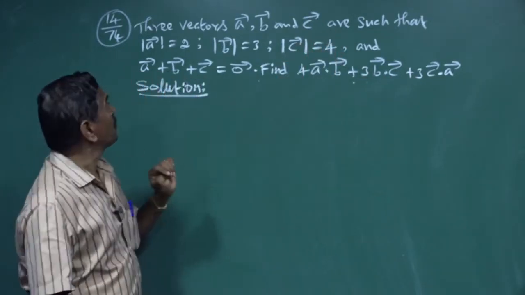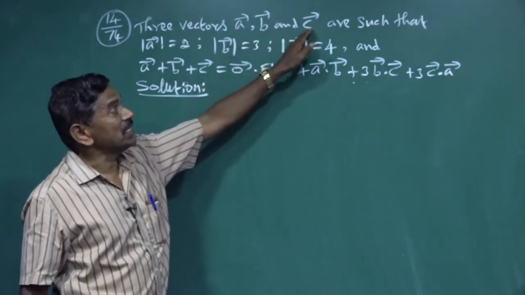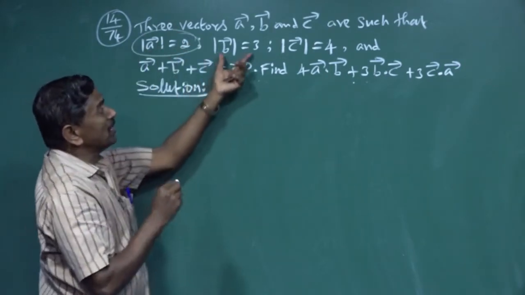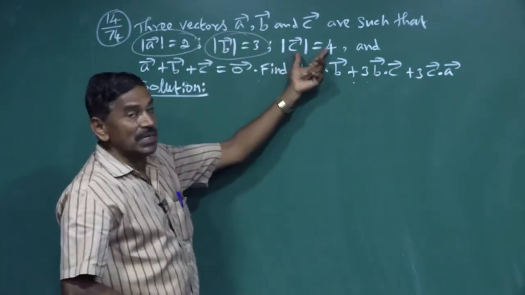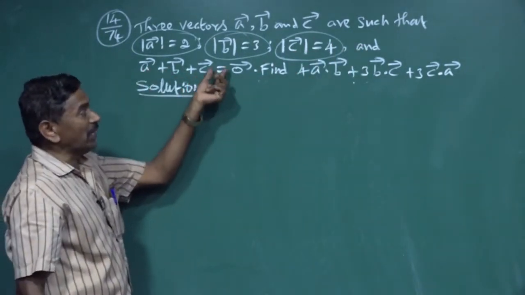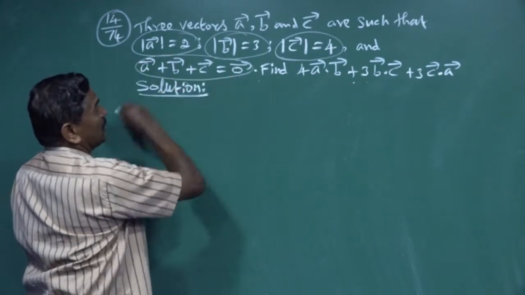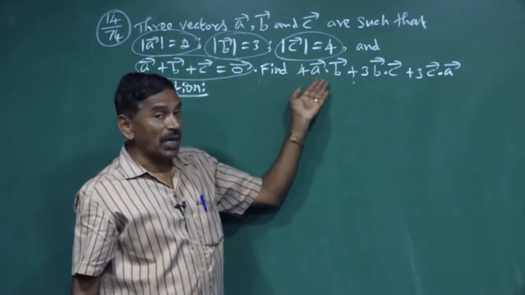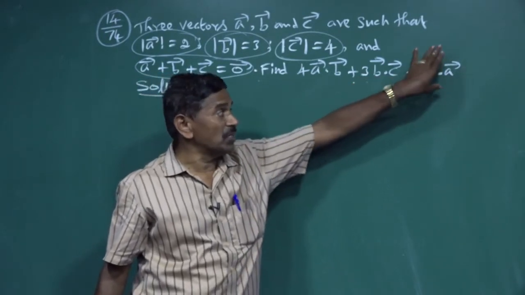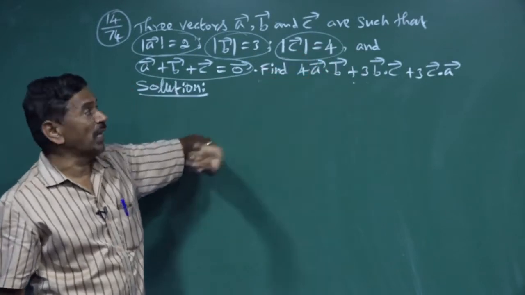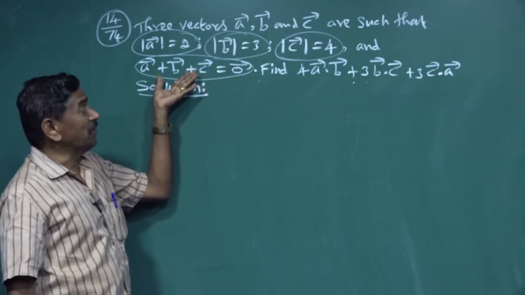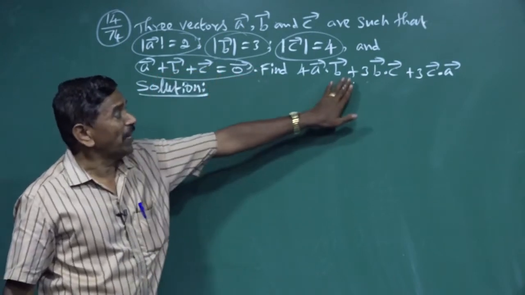Again, come to the question. Three vectors a, b and c are such that modulus a equals 2, modulus b equals 3, modulus c equals 4, and a plus b plus c equals 0 vector. Then find the value of 4 a dot b plus 3 b dot c plus 3 c dot a. Here the modulus values are given, and the sum of the three vectors equals the 0 vector. We want to find this value.